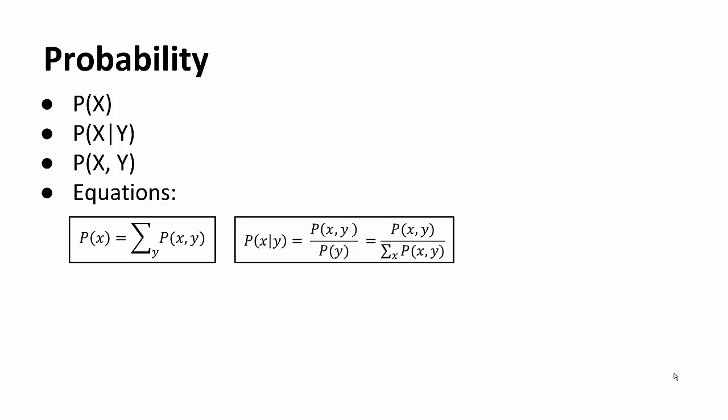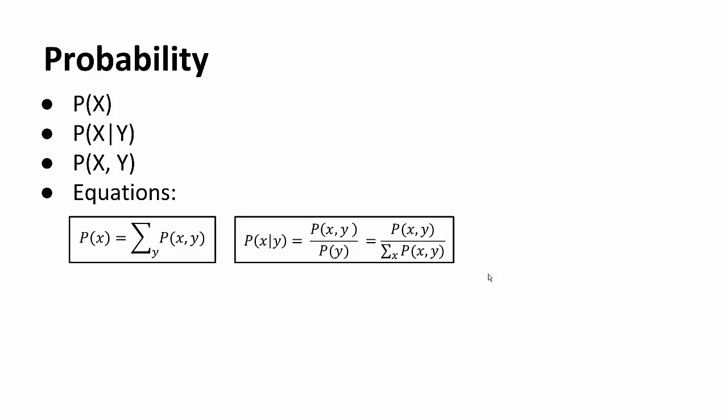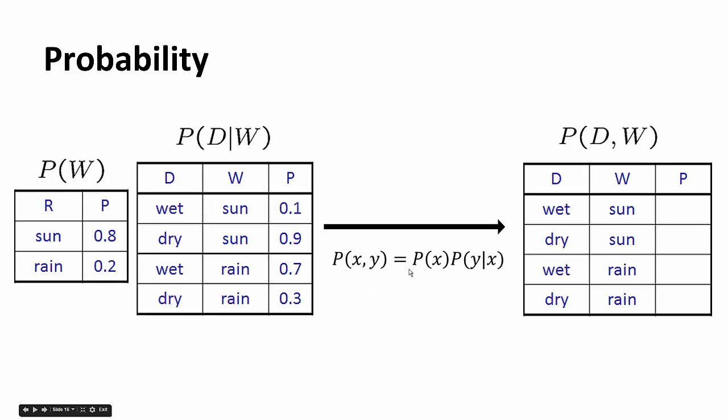So let's move on to the third equation, which is going to give us the joint from the singular and the conditional. The equation looks like this: the probability of x and y is equal to the probability of x times the probability of y given x. If you're really paying attention, you'll see that this is just another way to rewrite the second equation, where all we do is move the probability of y to the left-hand side. We get the joint probability is equal to the singular times the conditional, which is exactly what we have here. But let's go through an example of this.